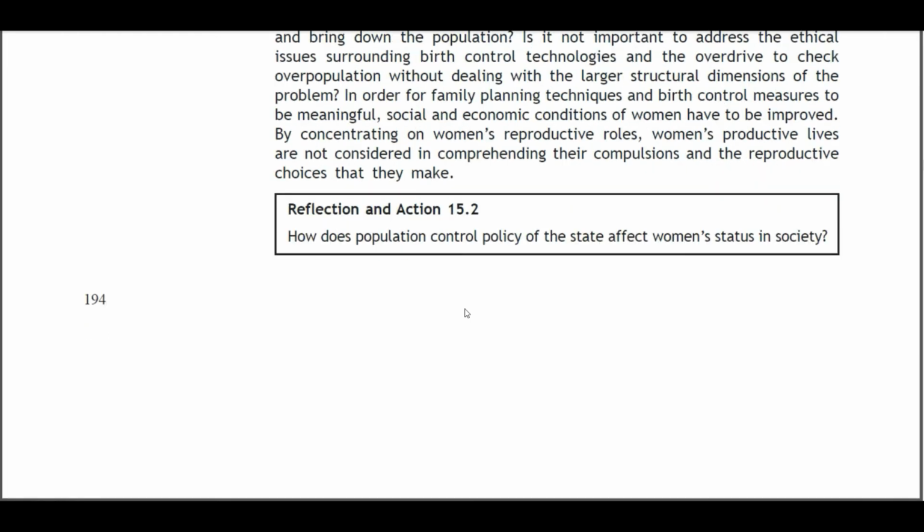Reflections and actions 15.2. How does the population control policy of the state affect women's status in society?